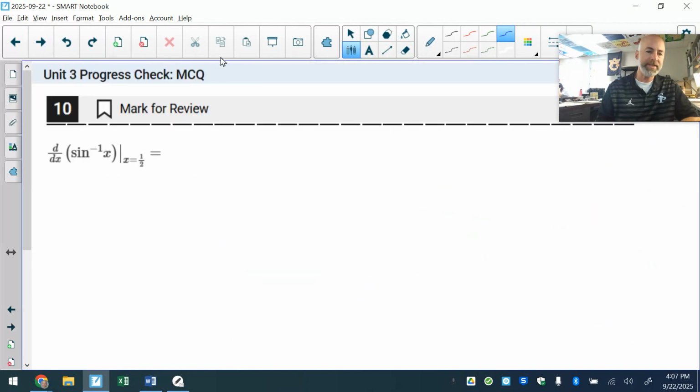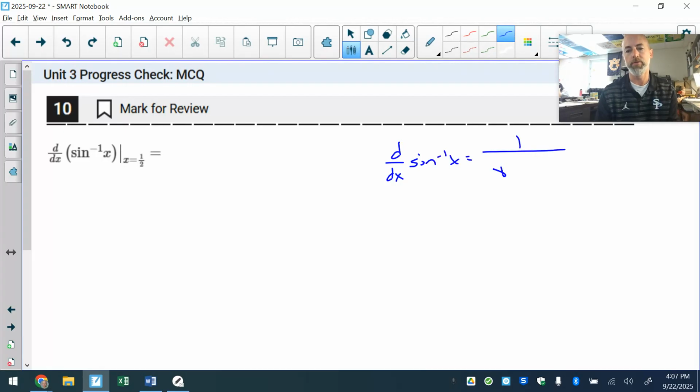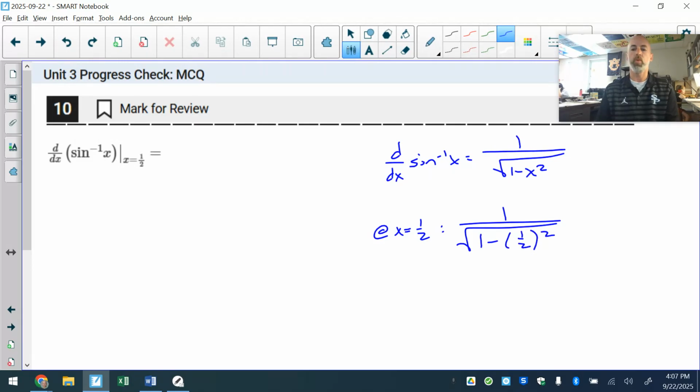Only one more. All right, last one. The derivative of inverse sine x at x equals 1/2. And y'all, you need to know your inverse trig derivatives. You need to know those. The derivative of inverse sine x is 1 over the square root of 1 minus x squared, and I want to plug in 1/2 to that. So at x equals 1/2, we would have 1 over the square root of 1 minus 1/2 squared.